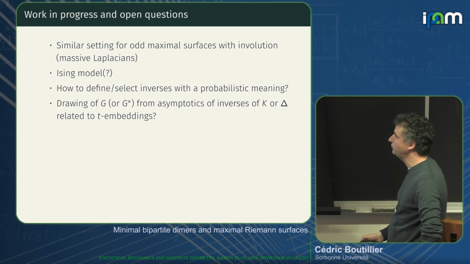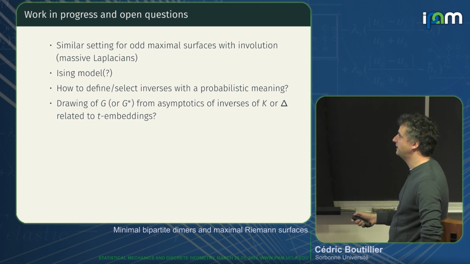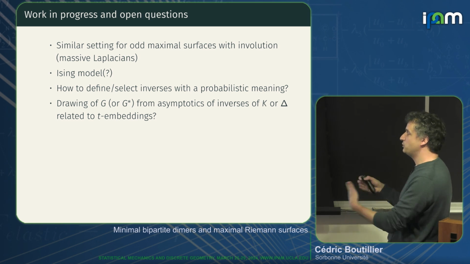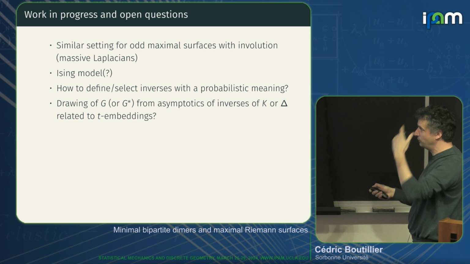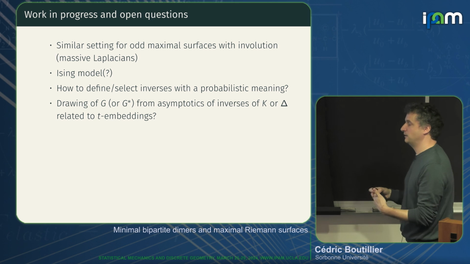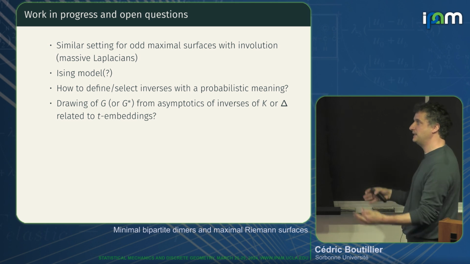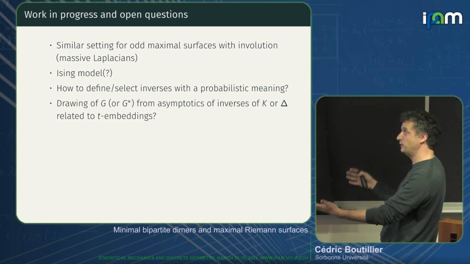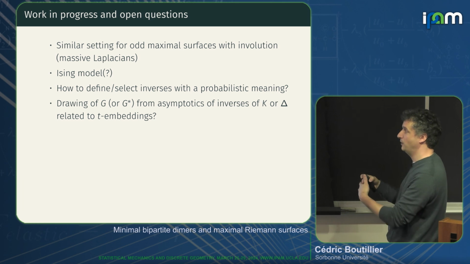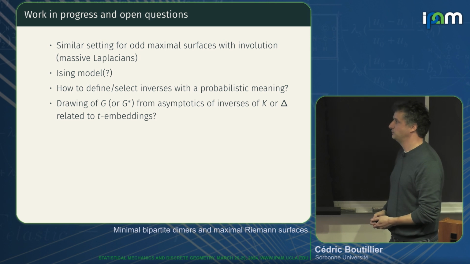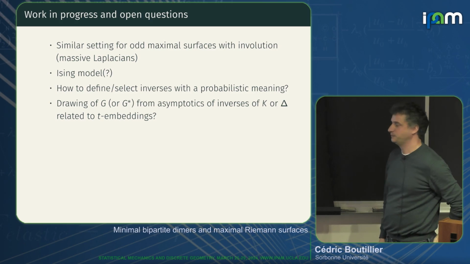And another open question is that the drawing of the graph, which arises from the asymptotics of the inverses of the Kasteleyn operator or the Green function, we know that they are related to T-embeddings in the periodic setting, but are they still related to T-embeddings in the non-periodic case? This is something we don't know, and that could be interesting to define.